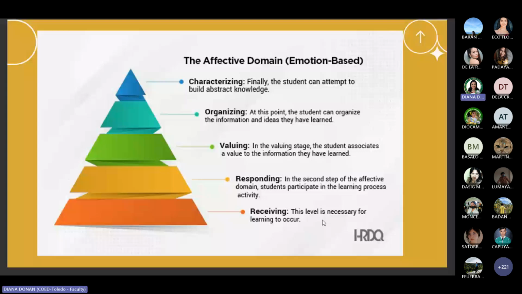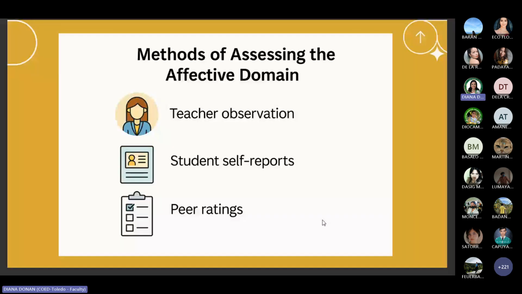So when we assess in the affective domain, we focus on attitudes, values, feelings, and emotional growth. So things like respect, responsibility, and appreciation. But how do we measure something we can't always see directly? So there are 3 common methods to be used: the teacher observation, student self-reports, and peer ratings.